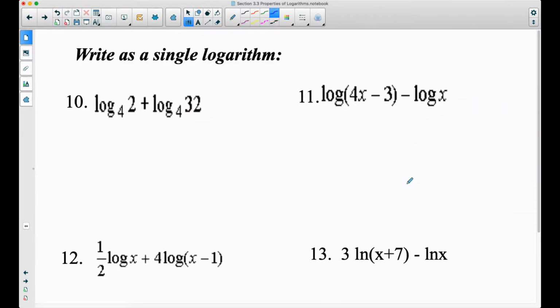All right, let's go backwards now. We're going to write them as a single logarithm. We're condensing. So this is what we need to know how to do, because we need to be able to condense these to one logarithm when solving. Why? Because then we can go around the world, okay? We can't go around the world when we have multiple logarithms going on.